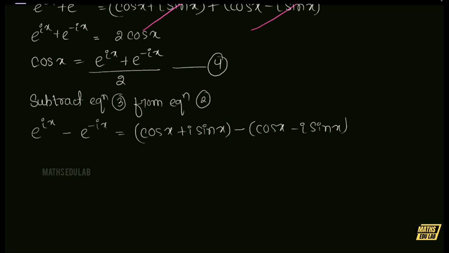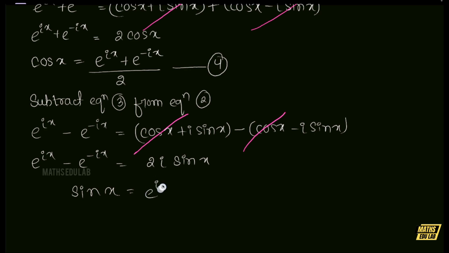If you solve this, the cos x and the minus cos x will get cancelled out, and the left out value will be e to the power of ix minus e to the power of minus ix, which is equal to 2i sin x. So I can write sin x as equal to e to the power of ix minus e to the power of minus ix upon 2. So this is our fifth equation.